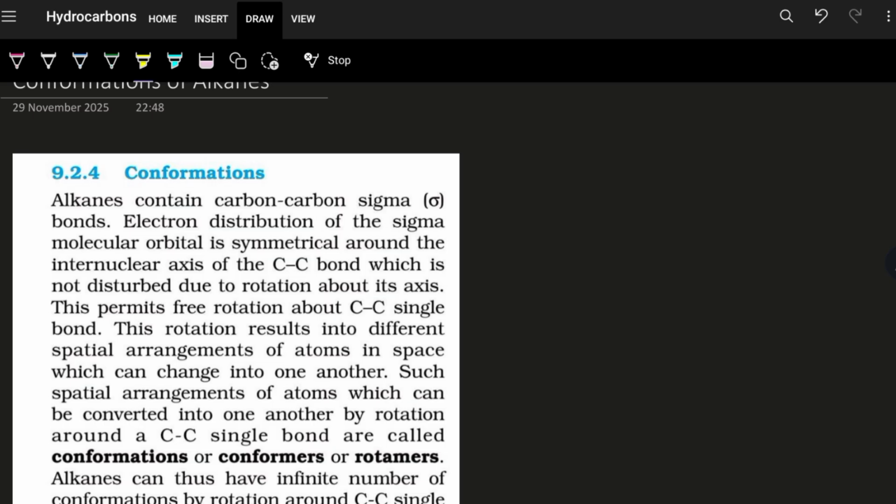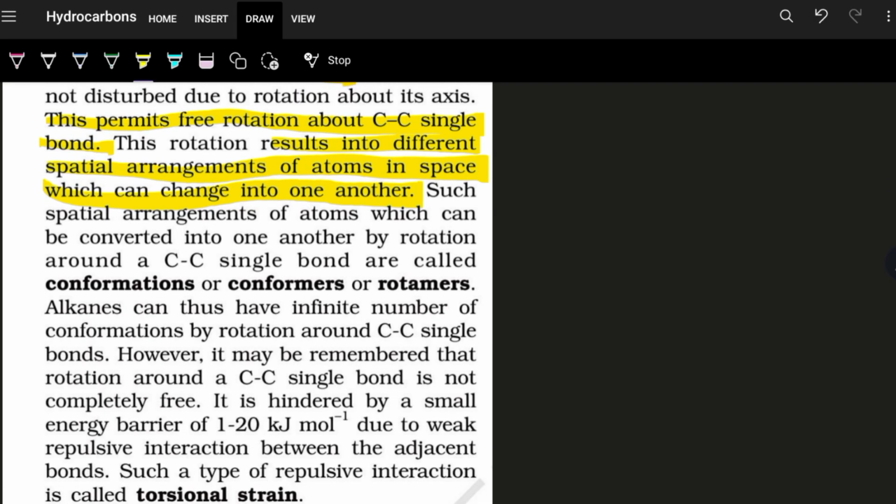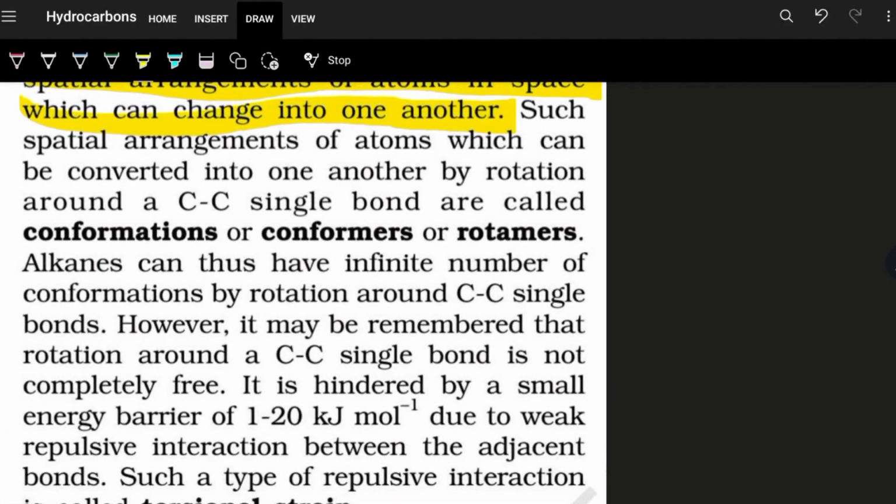Now when I talk about the carbon-carbon bond, it can undergo free rotation along the internuclear axis. Why? Due to the symmetrical arrangement of the electrons. So the carbon-carbon bond permits free rotation about its C-C single bond. This results in different spatial arrangements of atoms which can change from one to the other. That means the three-dimensional orientation of the atoms is known as conformation, and each orientation is known as a conformer or rotamer.